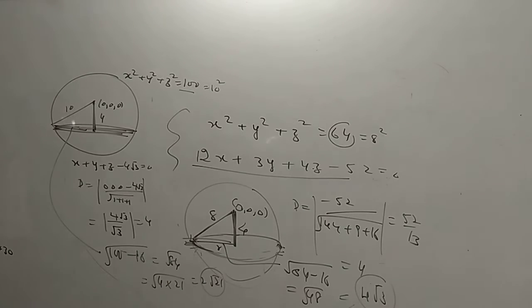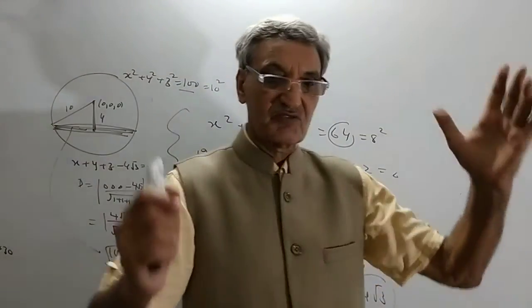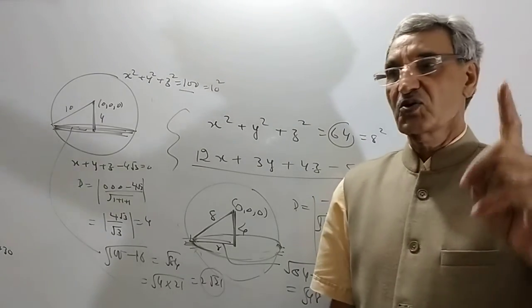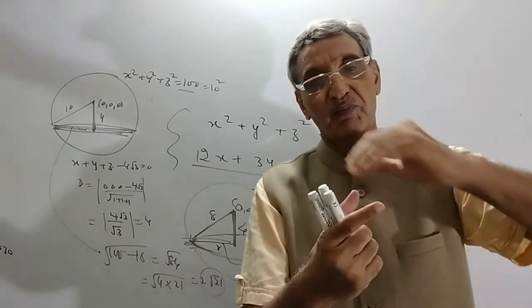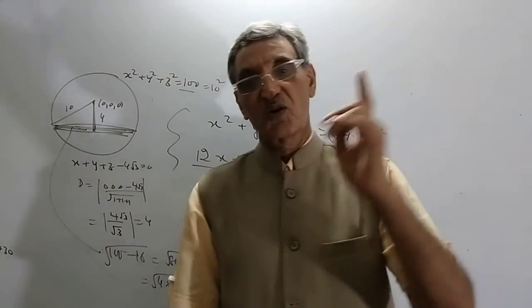So this is the one question I have done. When a plane intersects the sphere, it cuts into a circular section. The question is asked: how to find the radius of the circular section when the plane cuts the sphere?